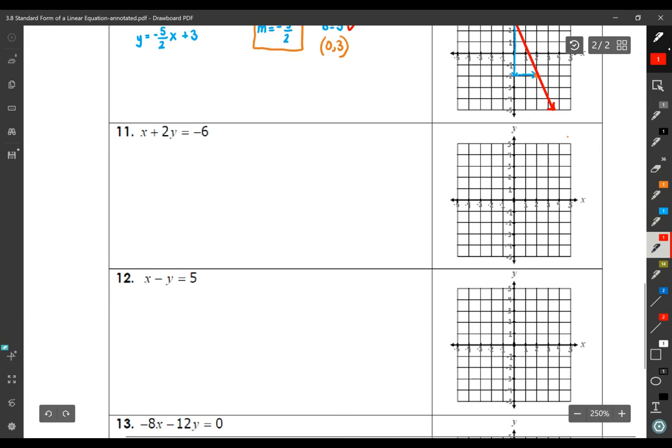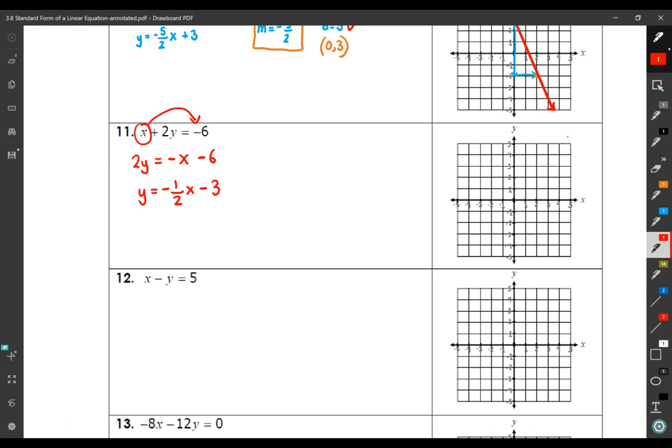Okay, let's do the next one. So again, let's convert it to slope-intercept form. So we're going to bring this one over, and we get 2y is equal to negative x minus 6. And then we're going to divide each term by 2, so we're going to get negative 1 over 2x minus 3. Right, we divided each term by 2. So my slope is going to be negative 1 over 2, and my b is going to be negative 3.